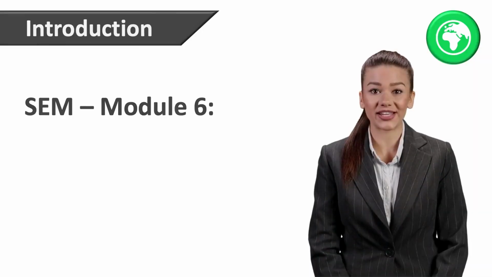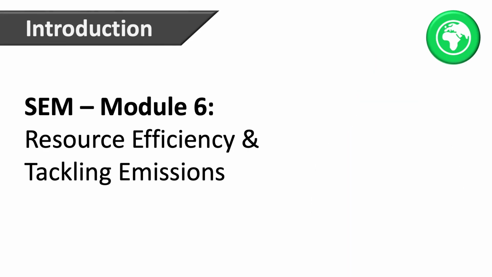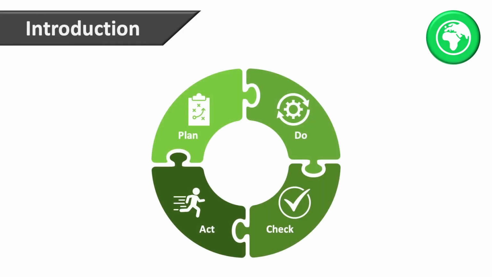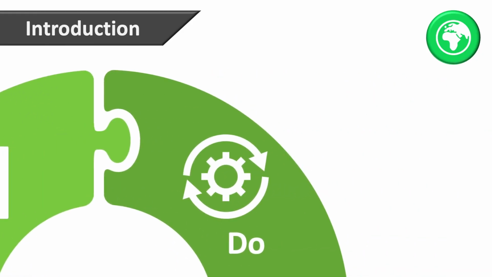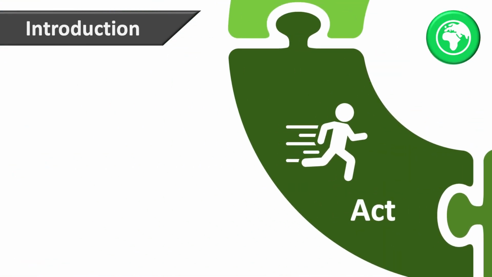To Sustainability and Environmental Management Training, Module 6, Resource Efficiency and Tackling Emissions. In this module, we are going to begin exploring the do phase of the plan, do, check, act management system.